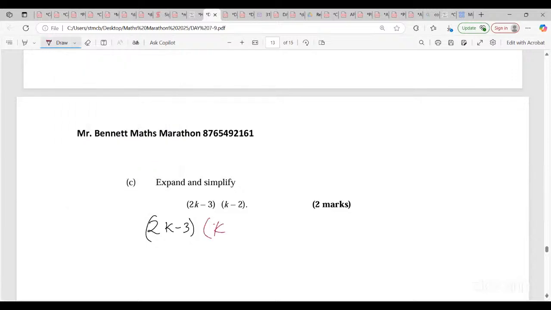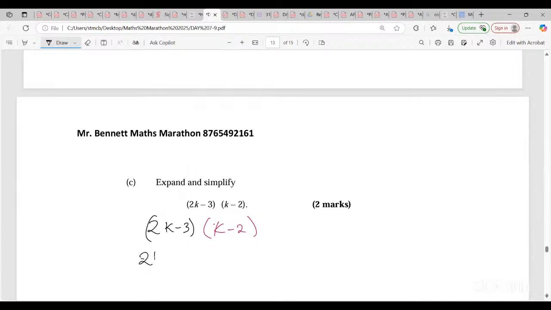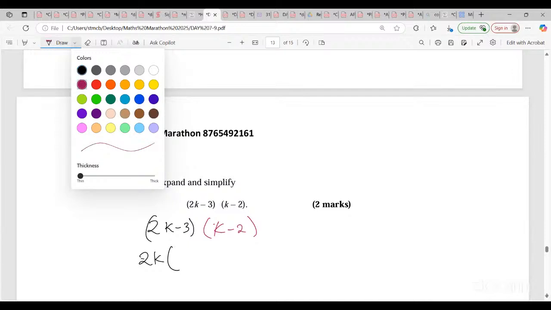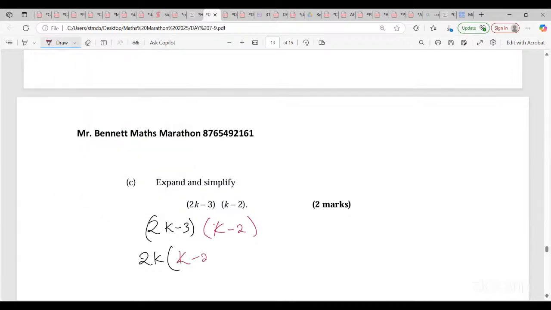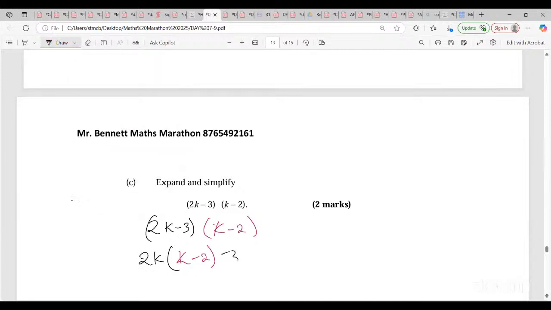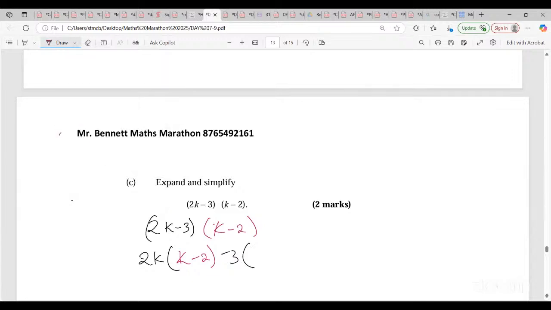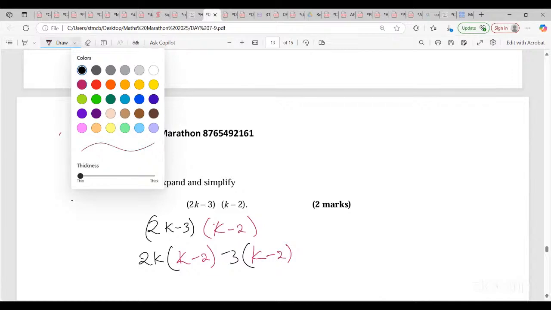So (2k minus 3)(k minus 2). What we're going to do is multiply the first term, 2k first, by k minus 2. And then we use the minus 3 and multiply by the k minus 2 again. Because you're going to use the terms in the first bracket times the second bracket. So let's multiply. You see how easy we go, guys? We're cruising like Sunday morning.